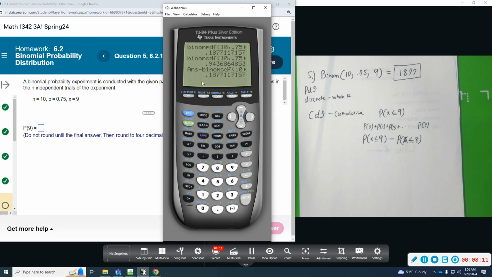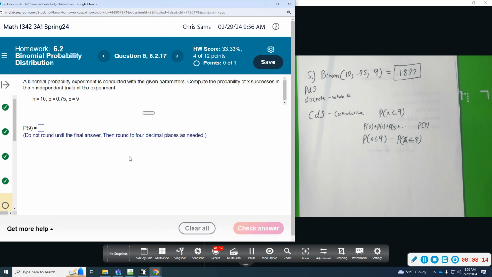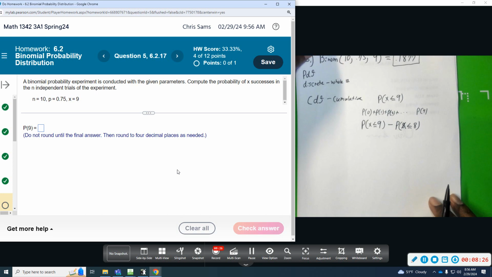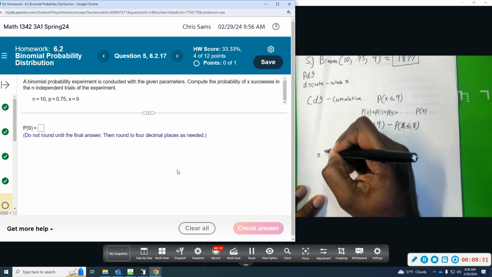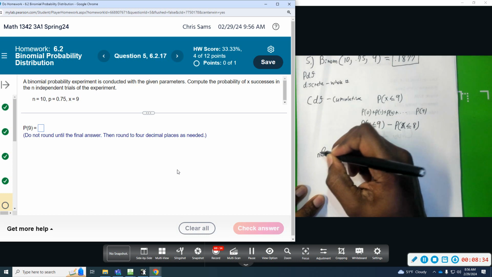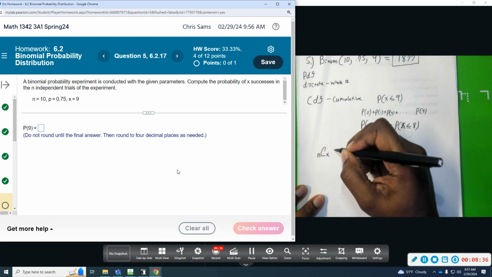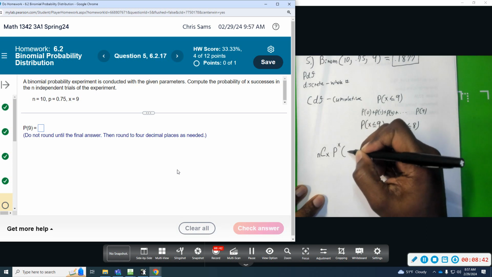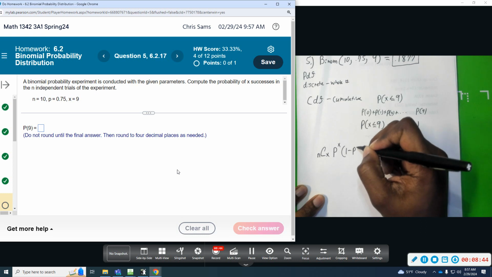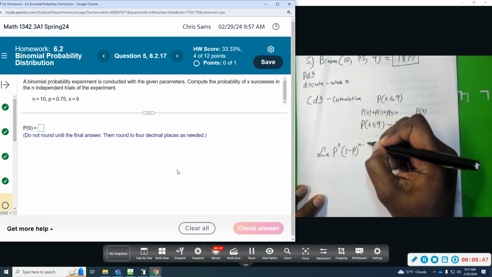Of course, in class we can practice a little bit more. My preferred method for you to use is the table, or use StatCrunch. It's already here in the system. I will also show you the formula. The textbook gives you a formula, but you don't have to use the formula. The formula is nCx, so we have the number of trials, how many successes we want, times the probability of success raised to the X power, times the probability of failure, which is 1 minus P, raised to the N minus X power.